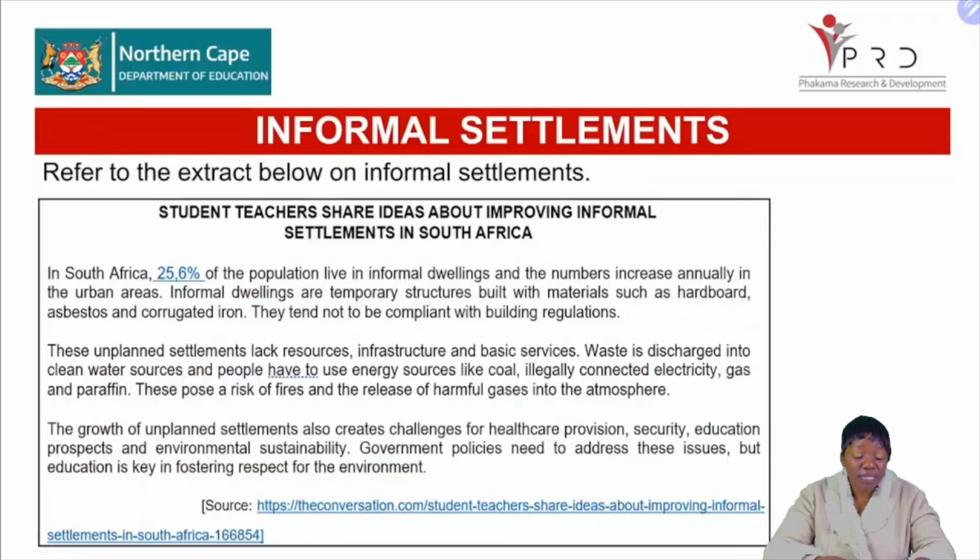Then we're looking at our informal settlement. In our informal settlement, it says refer to the extract below on informal settlement. The student teachers share ideas about improving informal settlement in South Africa. So I'm going to give you 3 minutes to read your extract on your own. And then after 3 minutes, you'll be able to display the questions.